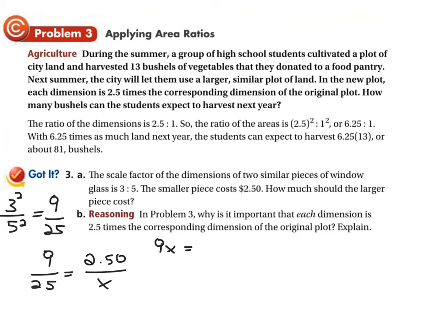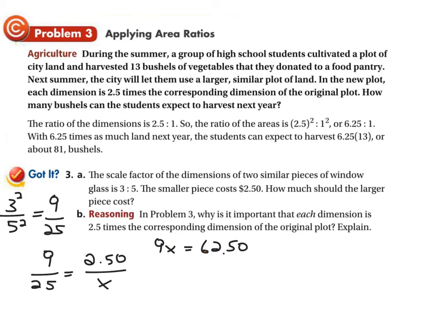9x equals, let me see if I can do this in my head, 25 times 250 is 6250. Sorry, 6250 with a decimal there. And that was the cross product property, multiplying that times that equals that times that. I happen to know that 25 times 25 is 625. So 25 times 2 is 50. It's going to be a little larger than that. Same numbers, same digits, just with the decimal in the right place, so it's got to go there.